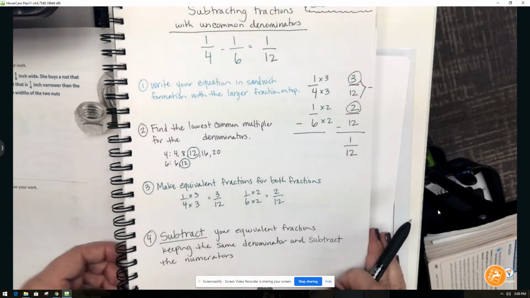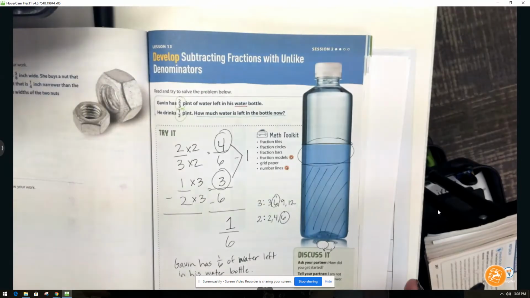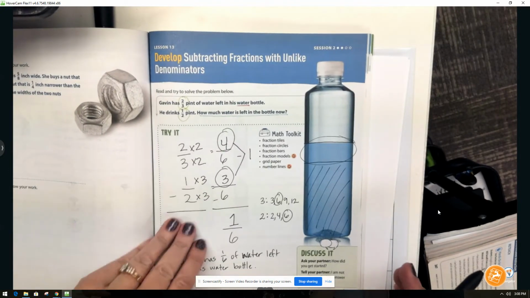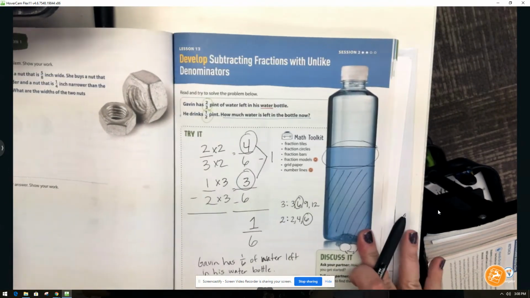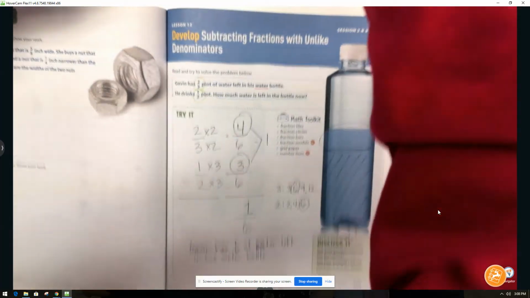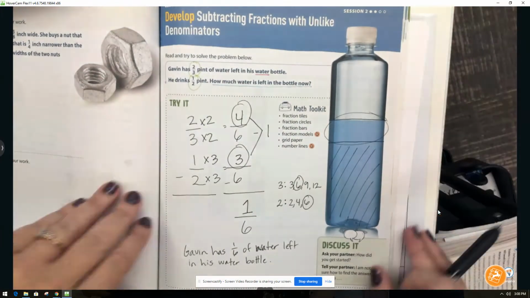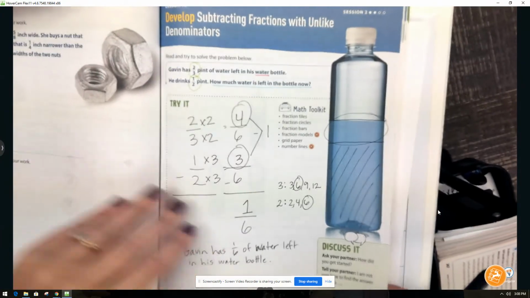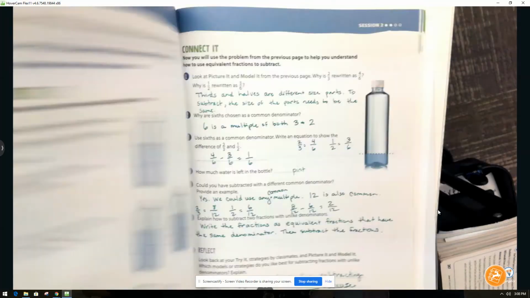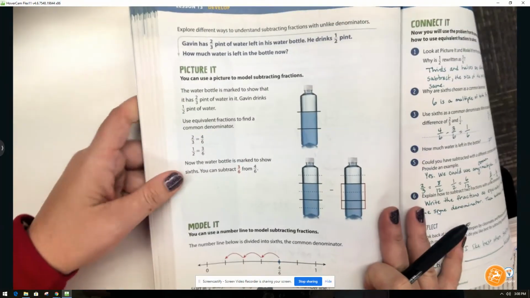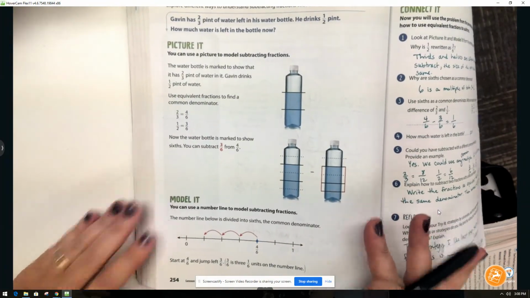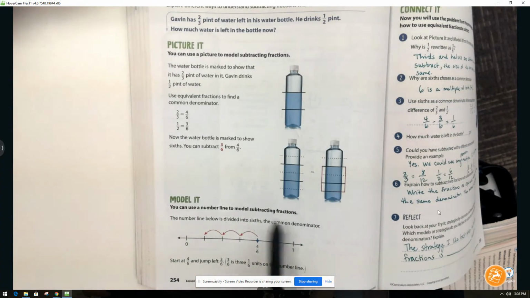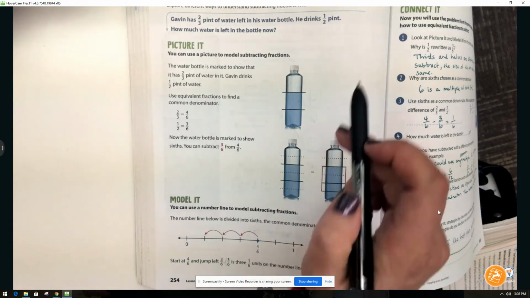I would call this just the standard method or the standard algorithm when we're talking about what method we use to solve. I would call this just the standard way. Go ahead and turn to page 254. So here we're going to see a picture model and then a number line model. And then I showed you the standard model on the last page.